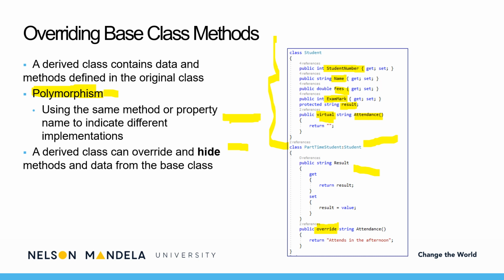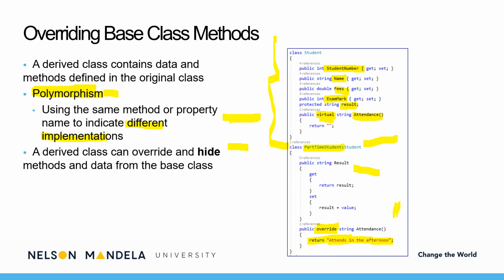Now, you remember what it says? It says using the same method or property name to indicate different implementations. So it's these different implementations that you're going to do. For example, for a part-time student, its implementation of the attendance method in the main student class is that it attends in the afternoon. That's its implementation of this method. This is what this method means to this class.